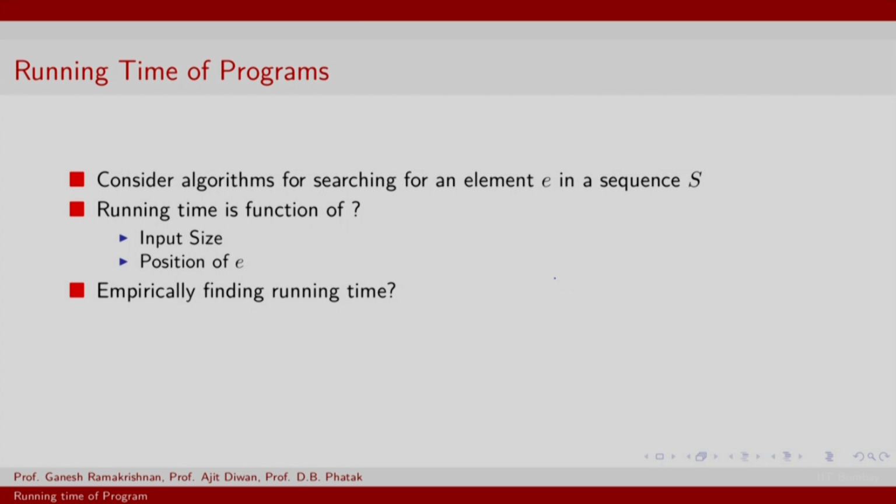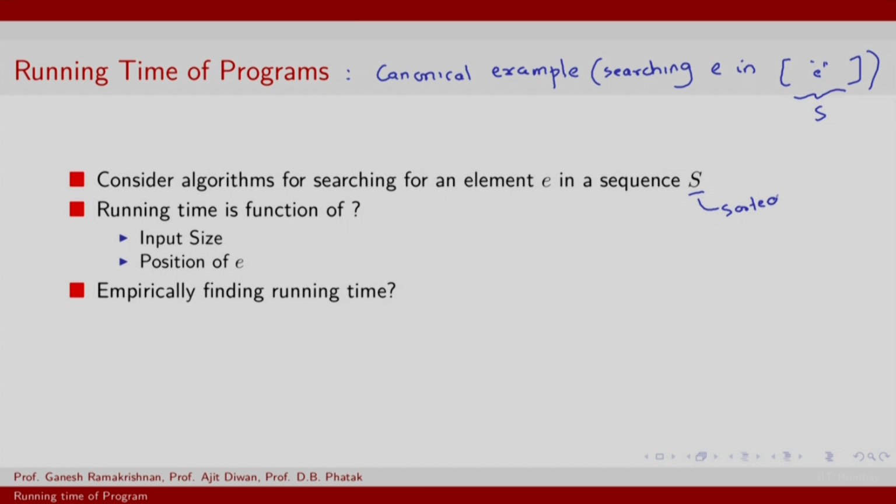So let us take a canonical example, and that of search. We will illustrate through the canonical example of searching element E in an array S. Now, E could be anywhere in this. We will make an assumption that S is sorted, and we will assume that the sorting is based on the element, the key value of the elements.